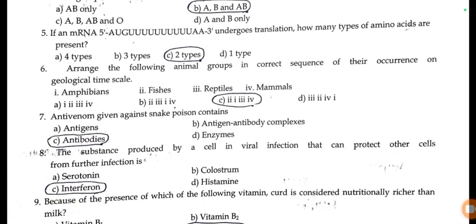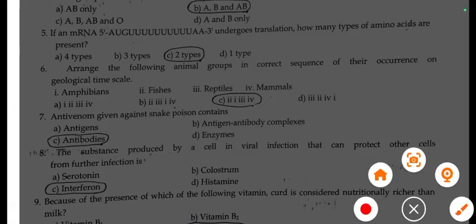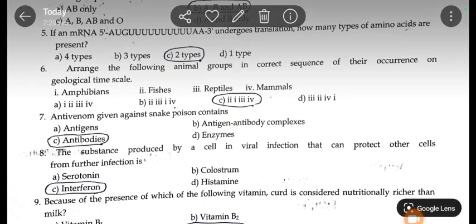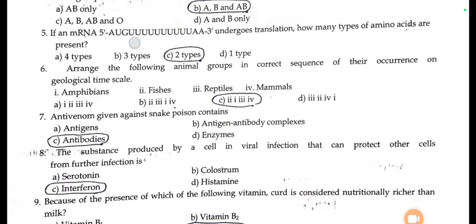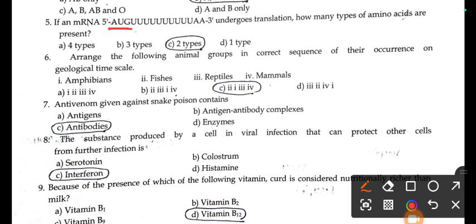Fifth question: they have given one mRNA sequence undergoing translation, and it is asking how many amino acids are possible. Now students, as we can see, AUG is the initiator codon, it codes for the amino acid methionine. Then the remaining codons UUU code for the amino acid phenylalanine. All these are going to code phenylalanine, whereas the last codon UAA is a terminator codon, so it will not code for any amino acid. So here we can expect two types of amino acid: one is methionine by the initiator codon and the remaining phenylalanine from UUU.